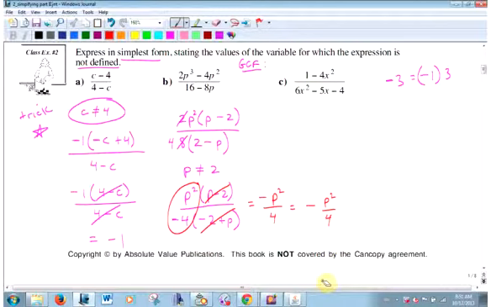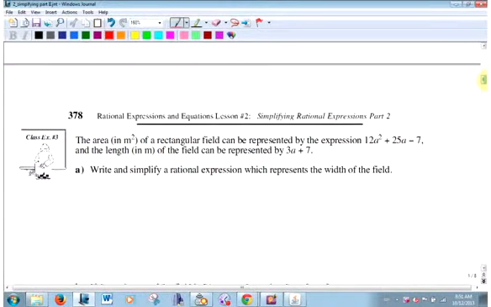Okay? Let me skip C there. Let's go over to a bit of a word problem.